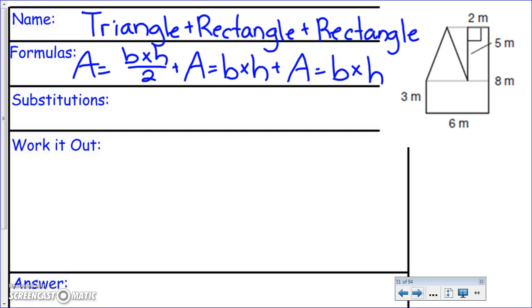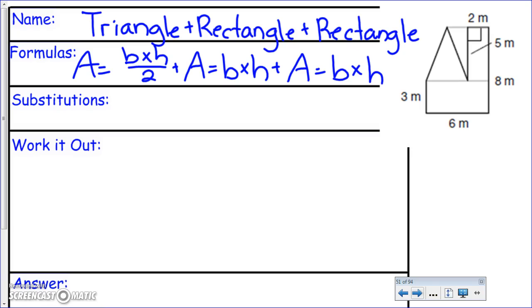The next step is to fill in the substitutions. So the triangle, the first thing we have to do is figure out what is the base and what is the height, because they're not labeled. So first thing for the height, if you look at the rectangle to the right, the side is 5 meters. It's the same height as the triangle. It goes from the base to the tip of the triangle. So we know the height is 5 meters.